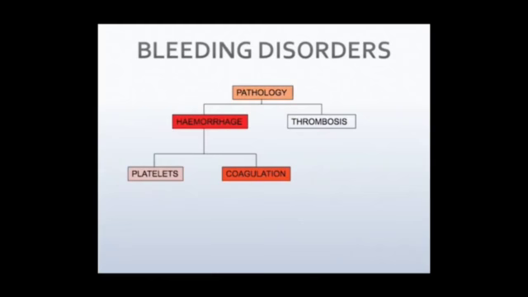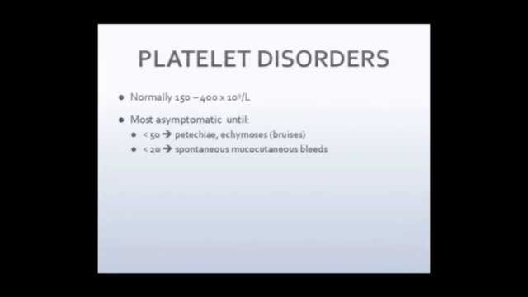So firstly, bleeding disorders, which we can really split up into disorders due to problems with platelets, whether that's the number of them or the function of them, or due to problems with the coagulation cascade. So platelets first. The normal platelet count is between 150 and 400 times 10 to the 9 cells per litre, but may drop quite considerably before any symptoms are experienced by the patient.